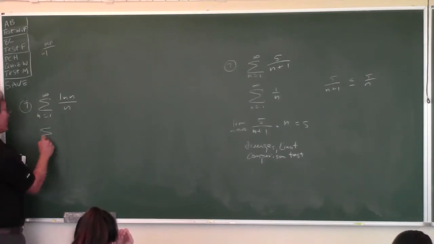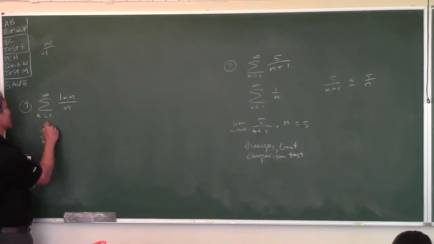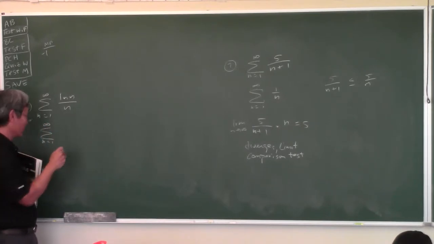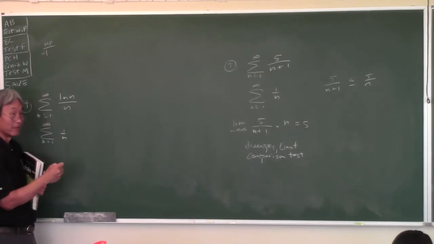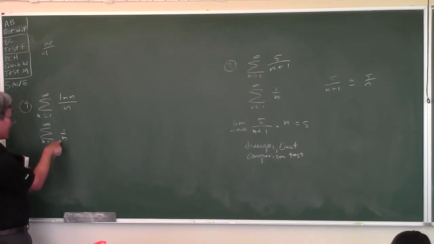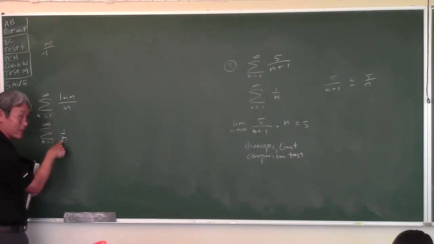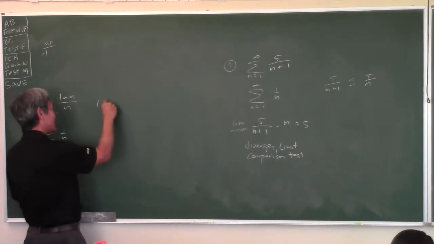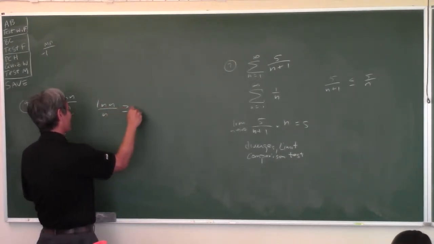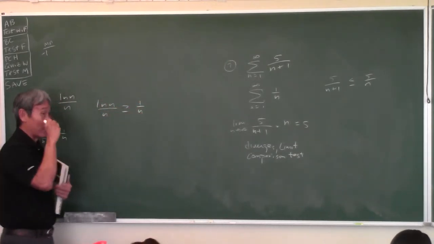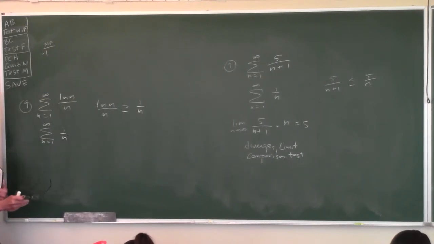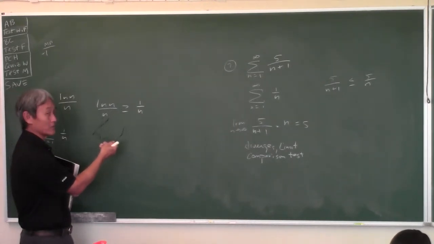Think about it. If you were to do a direct comparison test, what would you compare it with? 1 over n. Now, can you say this one diverges to infinity, right? So if I'm going to prove that this one also diverges to infinity, you have to show that the terms of this series are greater than or equal to these terms. So can I say this is always greater than or equal to 1 over n? Yeah. Now, it doesn't have to be for all values of n. For example, when n is 1, that's not true, right?